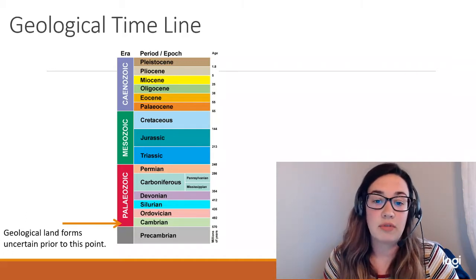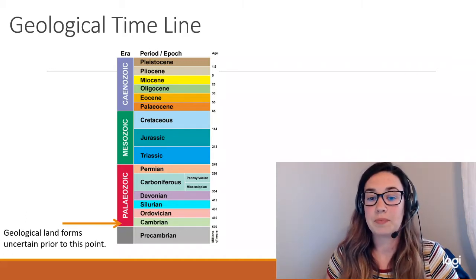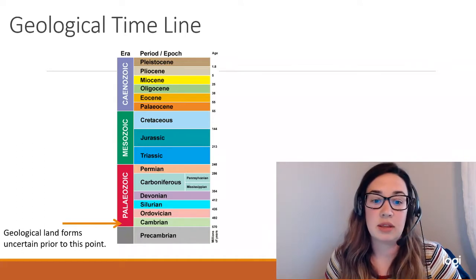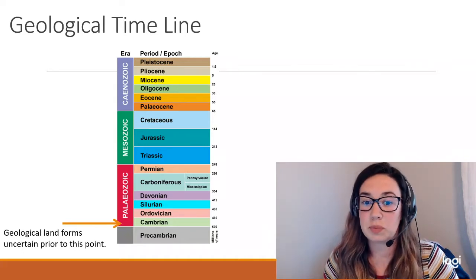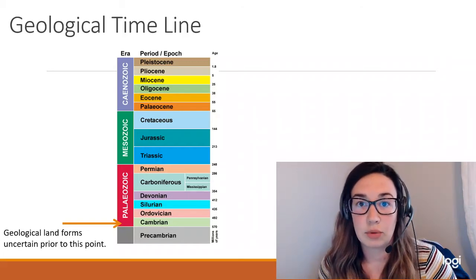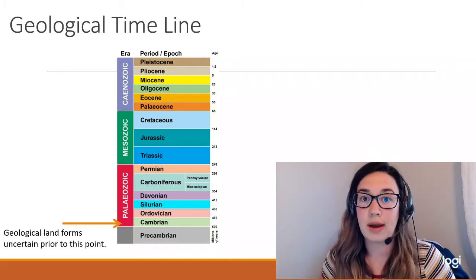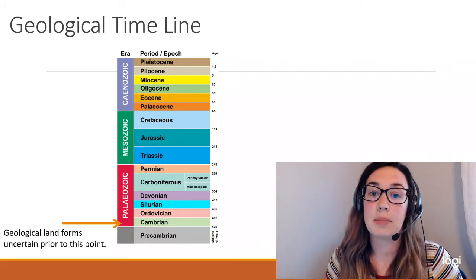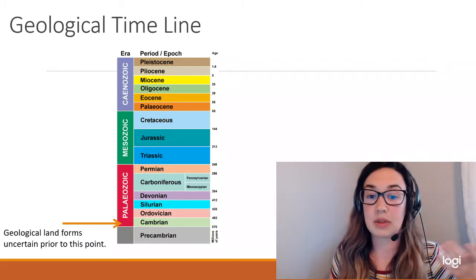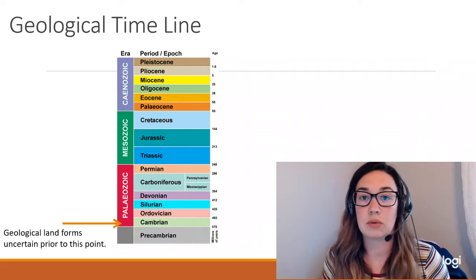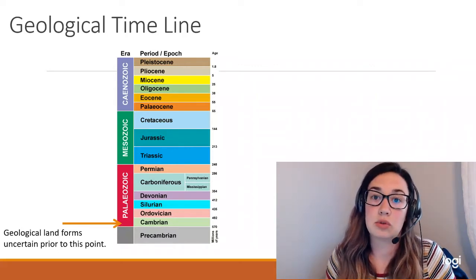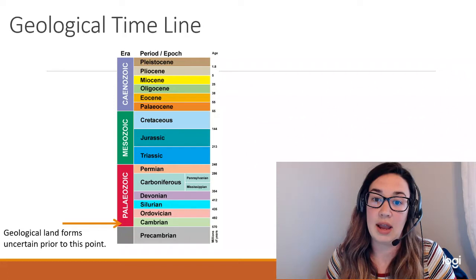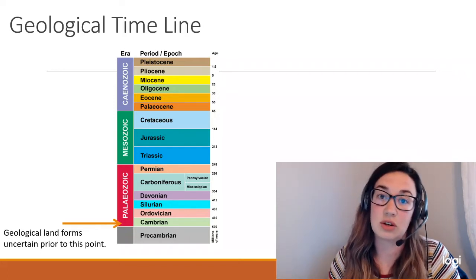If you look at this chart here, we're really unable to determine the geological landforms prior to the Cambrian era. That's all of the geological landforms that are found prior to 570 million years ago, in the pre-Cambrian period. This is probably due to the fact that so many years have gone by, and it's just so old at this point in time. We're uncertain what sort of geological landforms have occurred.